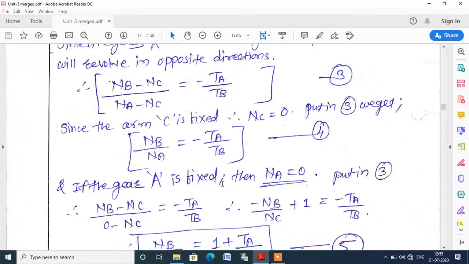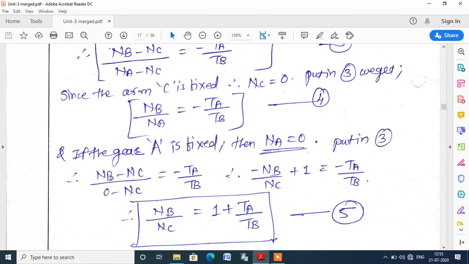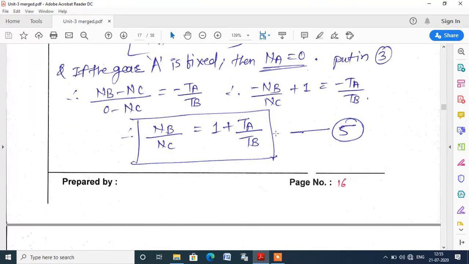Now if a gear is fixed, remember this. If gear A is fixed, then NA equals 0. Put this in equation 3. So NB minus NC, NA is 0, so 0 minus NC, is equal to minus TA by TB. So it can be written as NB upon NC minus NC upon NC, so it will become minus 1. So NB upon NC minus 1 is equal to minus TA by TB. So we will get NB by NC is equal to 1 plus TA by TB. So this is equation number 5.